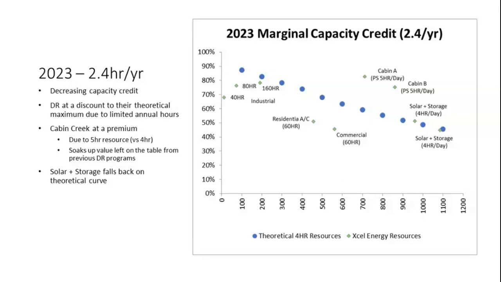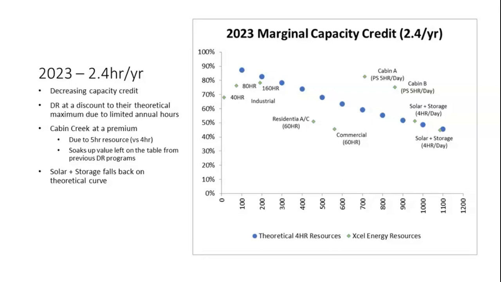And then we have things like Cabin Creek, which is at a premium. Why? It's at a premium because, first, it's not a four-hour resource. It's actually a five-hour resource. And second, it's soaking up value that's left on the table by those prior DR programs that aren't reaching their theoretical maximum. So Cabin Creek is getting a plus one benefit here. Not only is it 5 hours compared to four, but it's also soaking up a lot of value that other resources, because they were annual hour limited, are missing. And then finally, those two solar plus storage facilities are coming in right on that trajectory. So we quickly normalize to this theoretical maximum, and those are pure 4 hour per day resources.